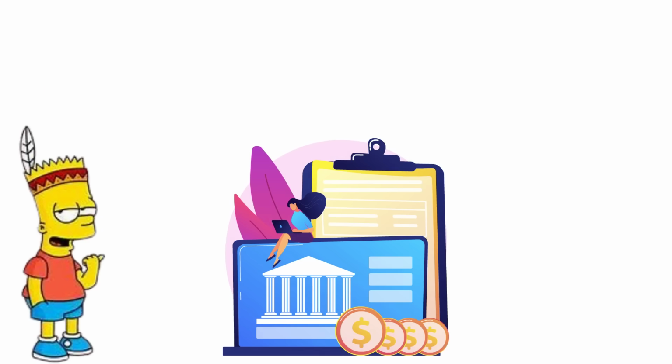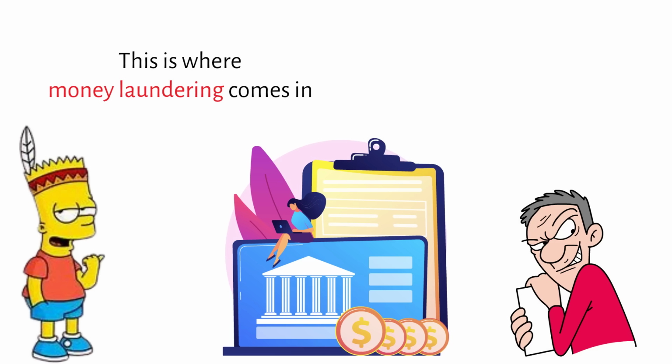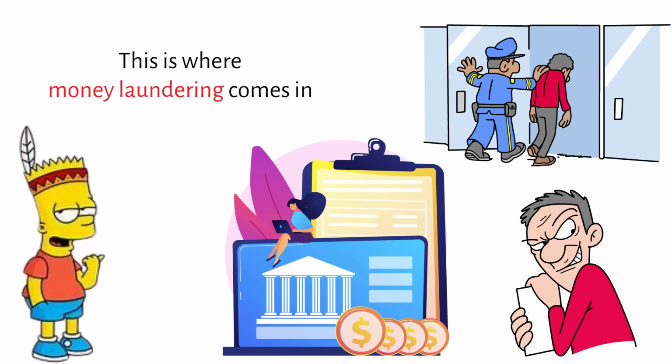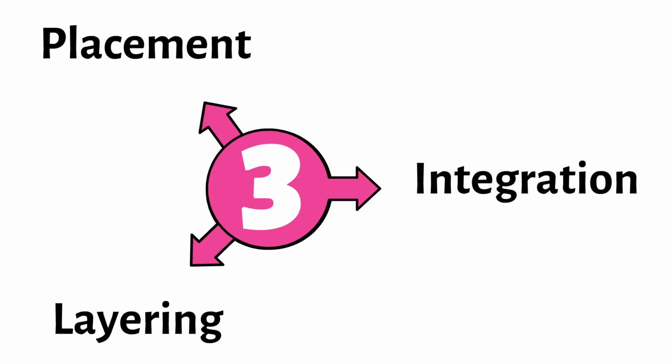This is where money laundering comes in. Money laundering is the process of hiding the illegal origin of money, making dirty money appear clean. It's how criminals disguise their earnings to avoid getting caught. And it usually happens in three main steps: placement, layering, and integration.